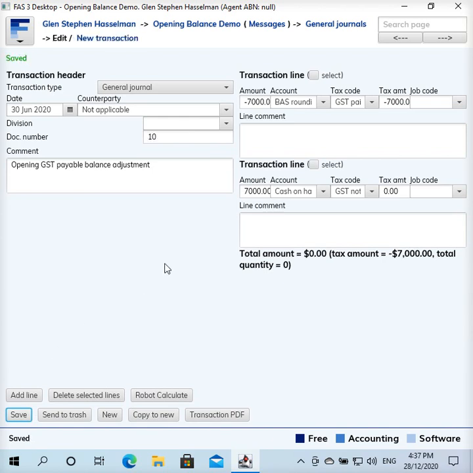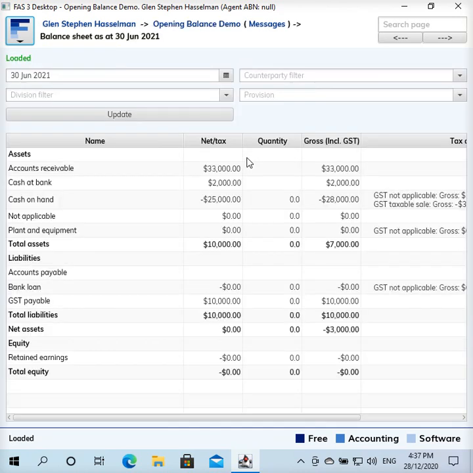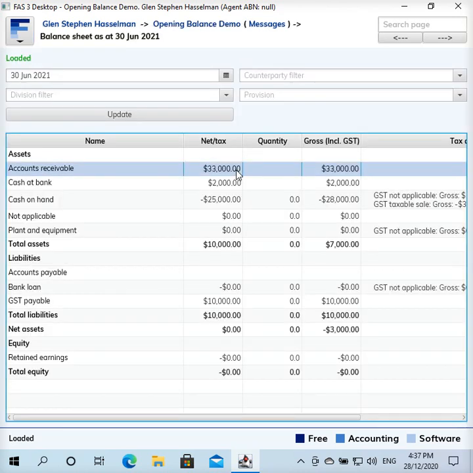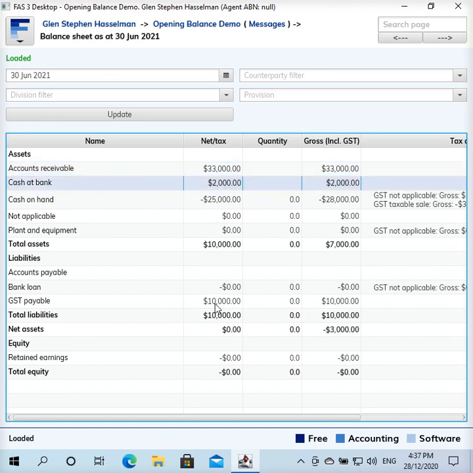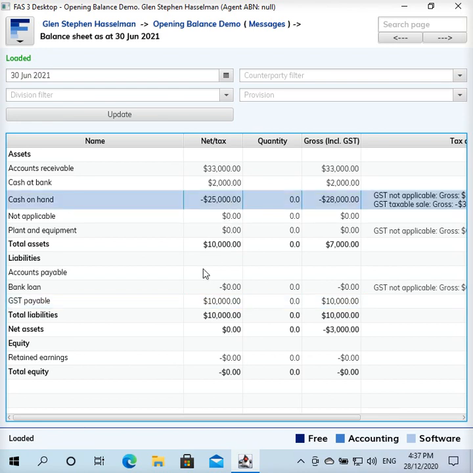And then save. Now if we go back to the balance sheet, we should now have accounts receivable correct, cash at bank correct, GST payable correct. Cash on hand is still incorrect and we need to clear that out. So there is only one thing remaining, which is to record the balances of the various balance sheet accounts like plant and equipment, bank loan, and actually retained earnings. So I'll show you how to do that now.